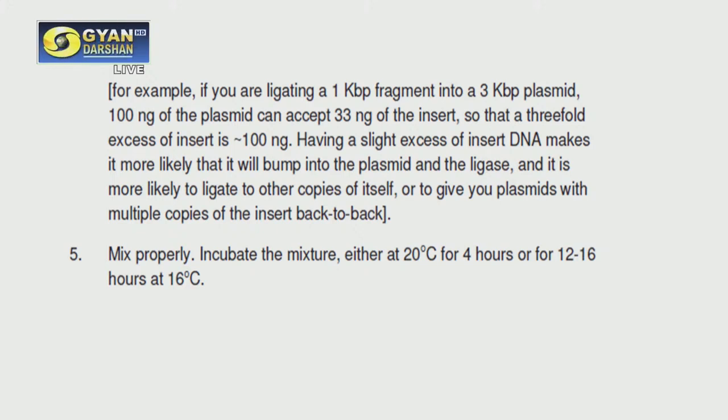Having a slight excess of insert makes it more likely that it will bump into the plasmid and the ligase. But too much excess makes it more likely to ligate to other copies of itself or give you plasmids with multiple copies of the insert back to back. So there are certain disadvantages. If you don't calculate it properly, then there might be chances that your ligation experiment will fail.